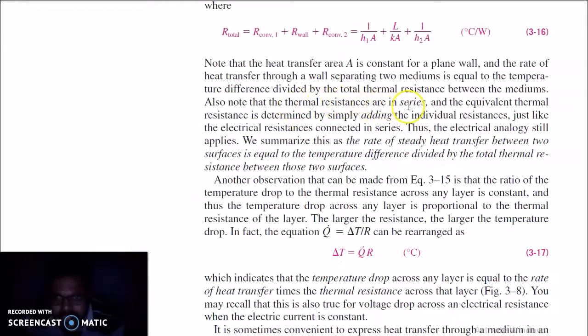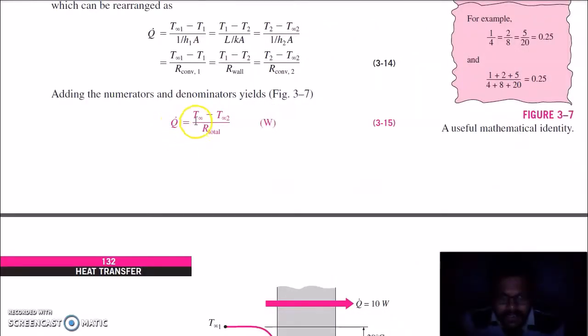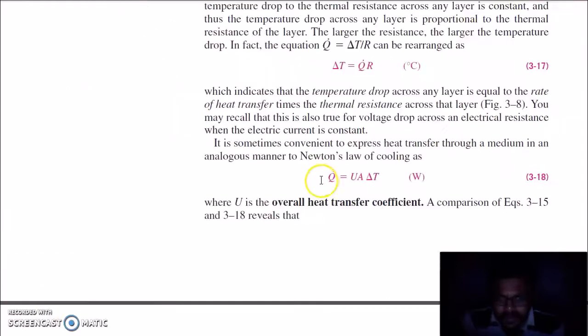Thermal resistances are in series in this case, and the equivalent thermal resistance is determined by simply adding individual thermal resistances. We summarize this as: the heat rate of steady heat transfer between two surfaces is equal to the temperature difference divided by the total thermal resistance between those two surfaces. Thus, the electrical analogy still applies here. You can replace this equation here with this equation, which is Newton's law of cooling.